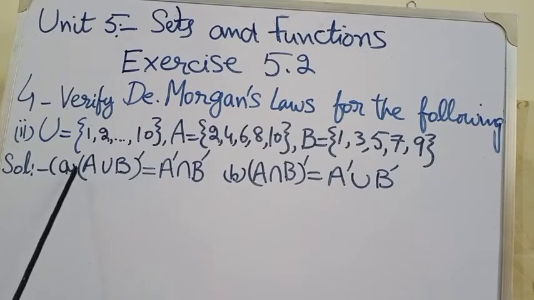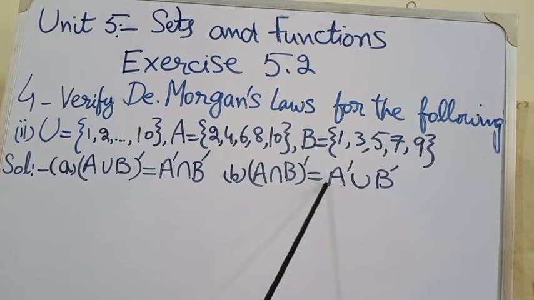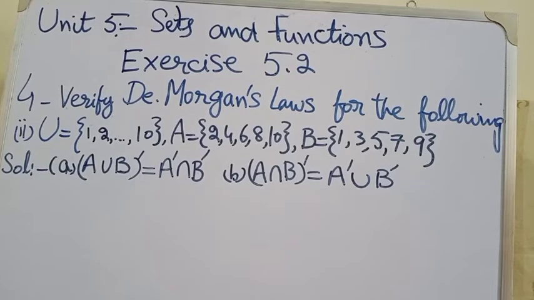Solution. We have De Morgan's law in two parts. First is A union B whole complement is equal to A complement intersection B complement, and the second part is A intersection B whole complement is equal to A complement union B complement. So we have to first find A union B and then find their complement.